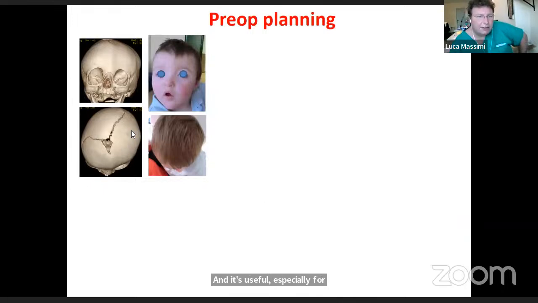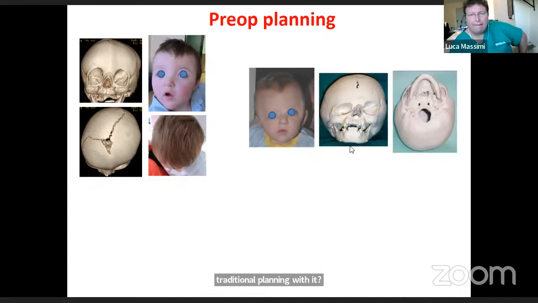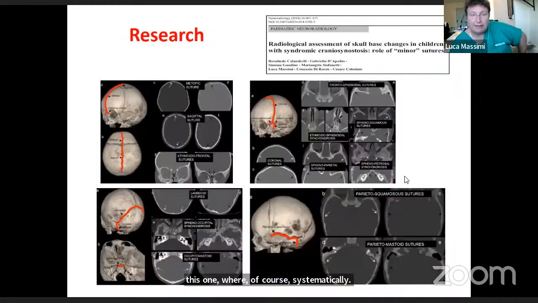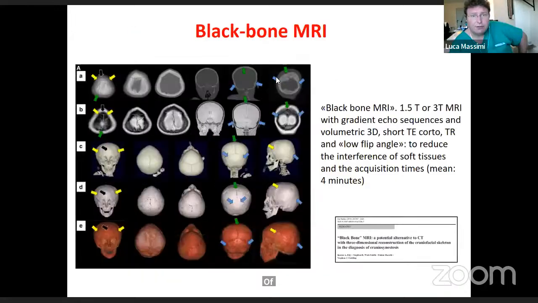Of course, the traditional planning with the 3D CT scan, but also to have the material for a 3D reconstruction of the skull of the baby, and for an adequate planning also for late cases like this one, where, of course, a systematic reconstruction of the facial skeleton is required. Of course, we use CT scan also for research, and for research was used at the beginning also the black bone MRI.